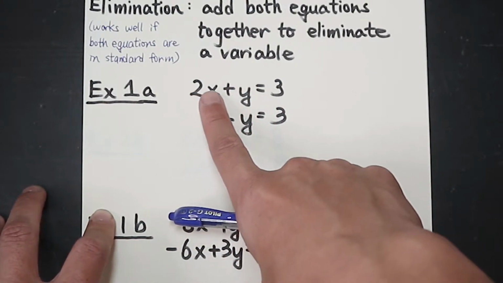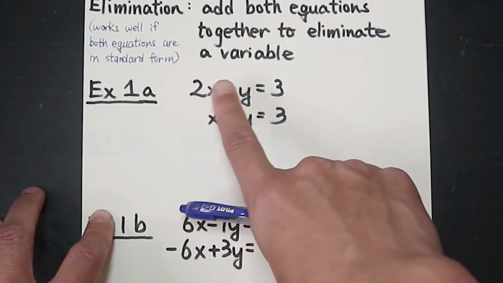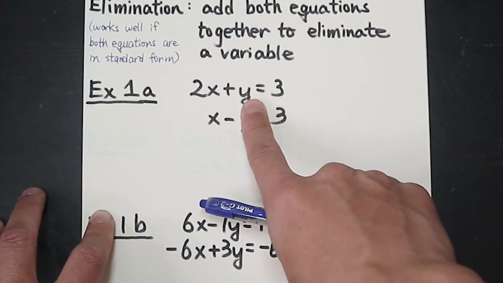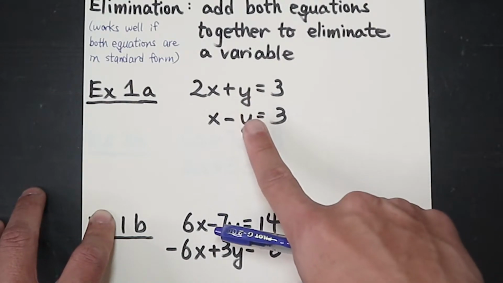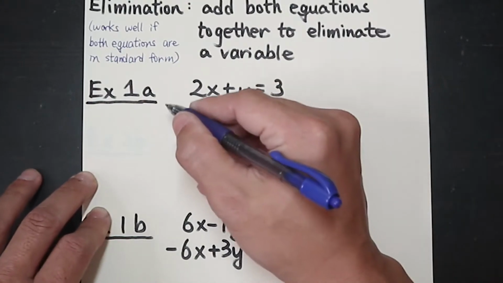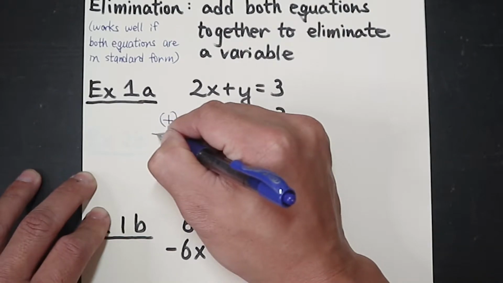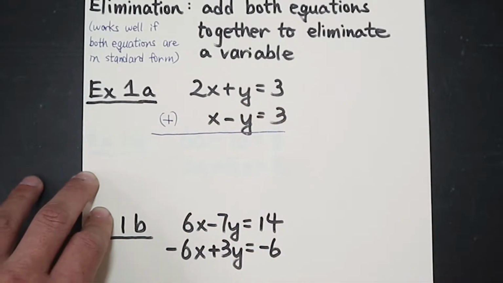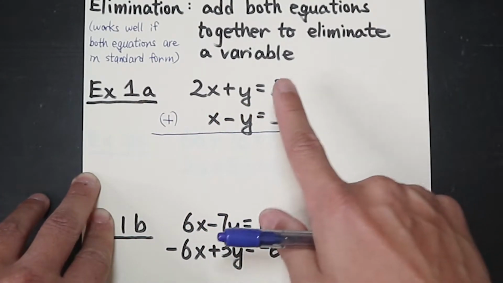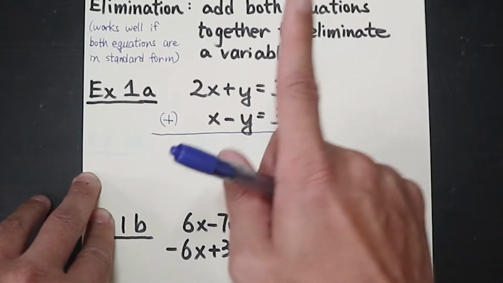Now, I see that for the x's, there's a 2 and an invisible 1. They're not opposite, right? But if you look at the y, this y has a positive 1 in front of it, and this y has a negative 1 in front of it. So here's the trick. We're going to add the equations vertically. We're going to put a plus sign, just like how you add numbers back in elementary school. If you treat these as numbers, you're going to add vertically like this. So let's take a look.